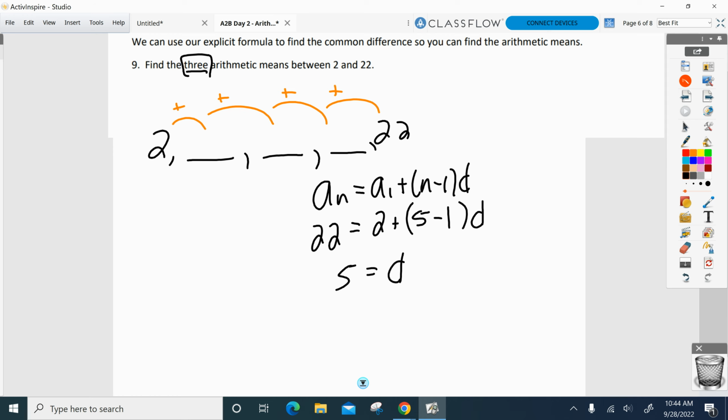The arithmetic means are the actual numbers that belong in those blanks. So what am I going to do with the 5? What do you want me to do with the 5 to find my numbers? 2 plus 5 plus 5 plus 5, and I better add 5 at the end again and get my last number, which I do. So here's my arithmetic means, 7, 12, 17. That's what I'm looking for. Questions? What do I got here? It's what? Forward period. Right?